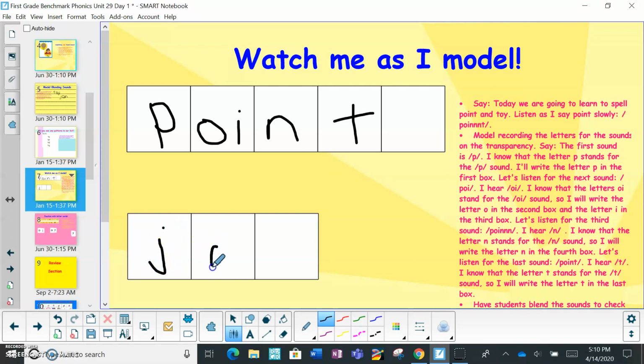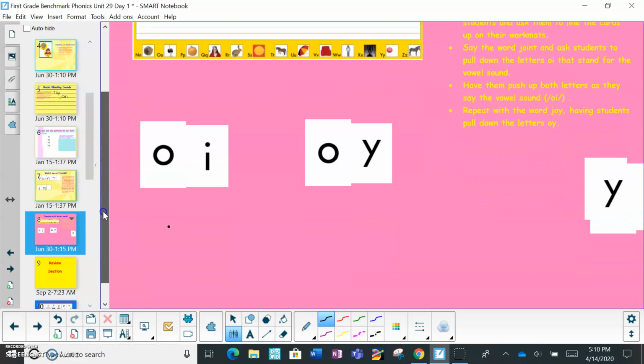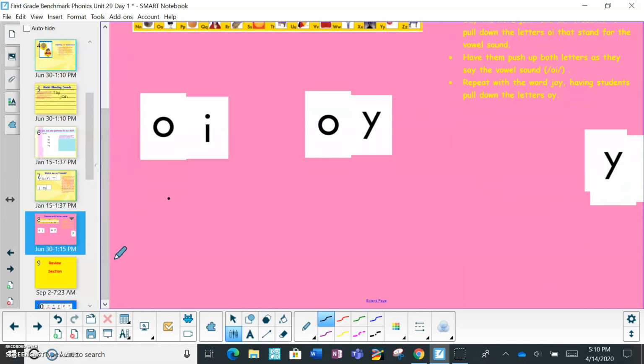Oi. What two letters do we need for that sound at the end? O, yes, O-Y. All right, now we're going to play a game where I'm going to say some words, and we're going to make a tally mark here and decide whether they're OI words or OY words, depending upon whether we hear the oi sound in the middle of a word, or we hear the oi sound at the end of a word.